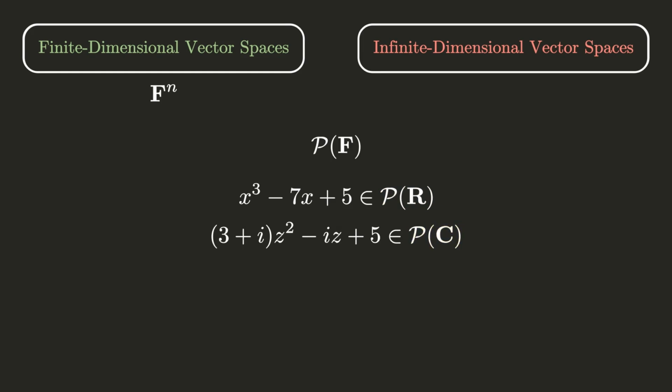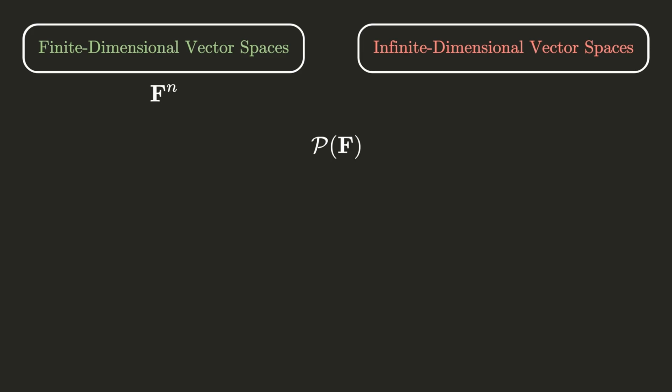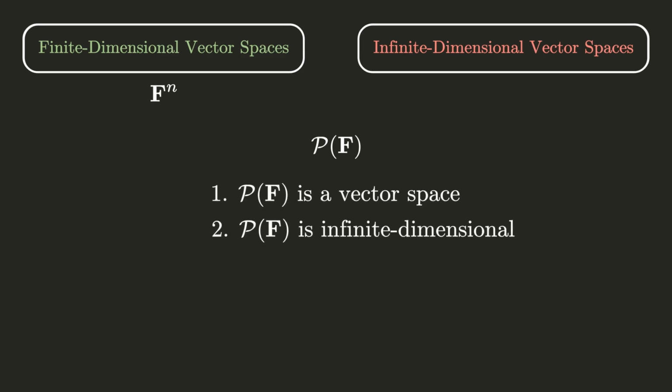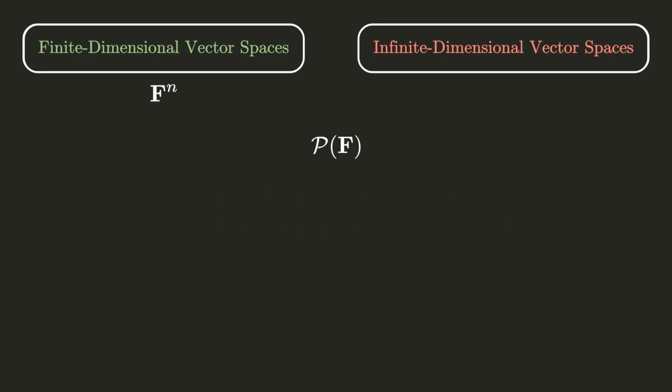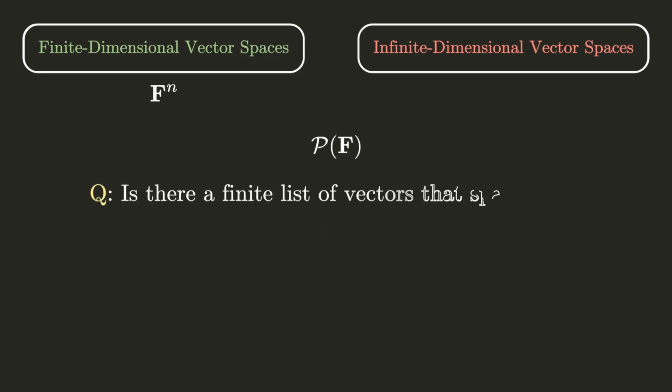Now we're going to claim two things about P(F). First, it is a vector space. Second, it is infinite dimensional. Feel free to verify the first point using concepts from the first chapter. We'll focus on the second point. To see why P(F) is infinite dimensional, let's try to think about this question. Can a finite list of vectors span P(F)?